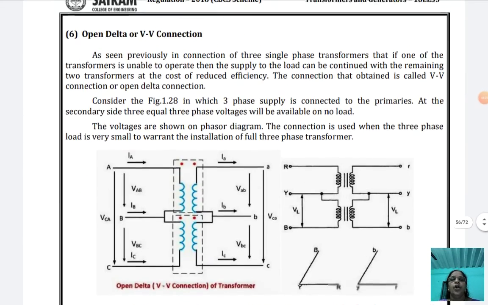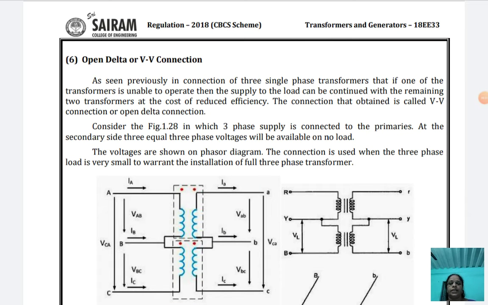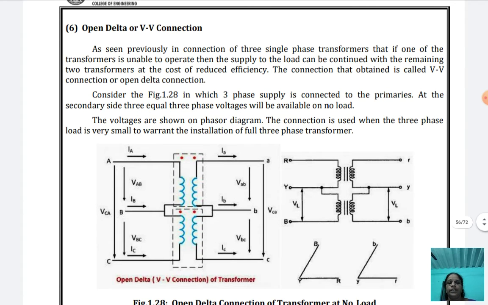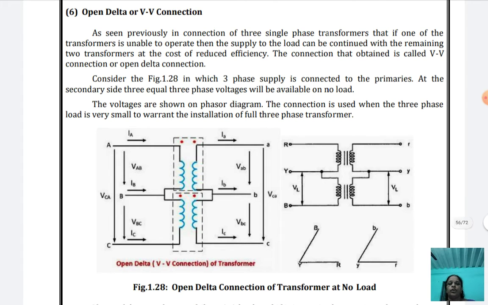And the next one is the open delta connection, that is the VV connection. Now see the diagram of the open delta connection. Diagram 1.2 represents the open delta connection of the transformer. Open delta means that one of the transformers is unable to operate in a bank of 3 single phase transformers, and then the supply to the load can be continued with the remaining 2 transformers at the cost of reduced efficiency. This type of connection is called the open delta connection or VV connection.